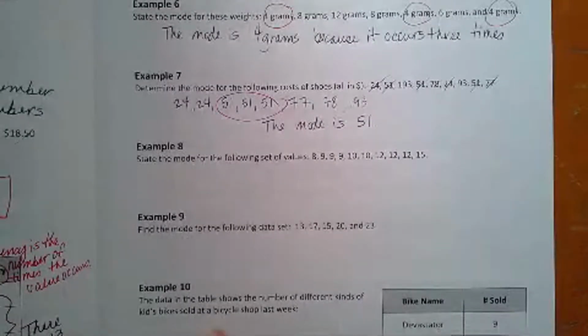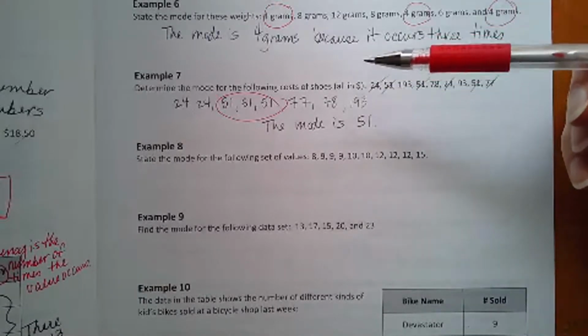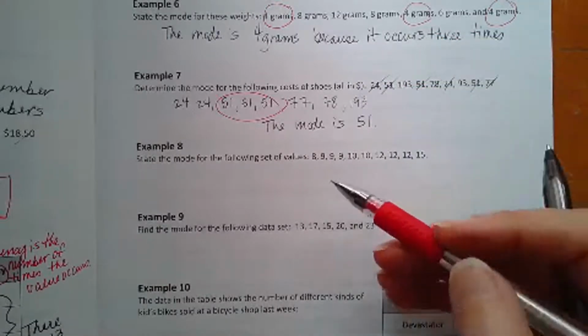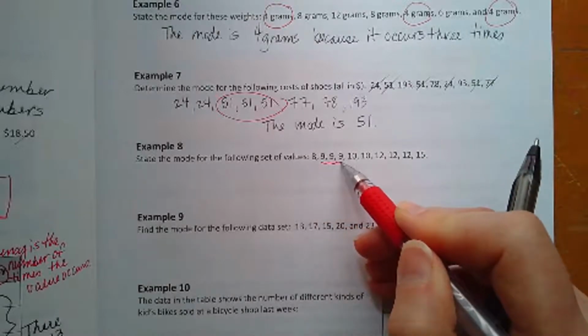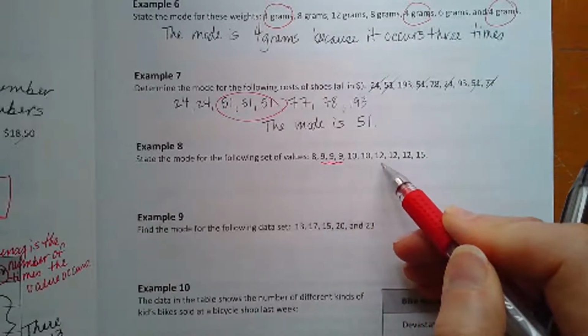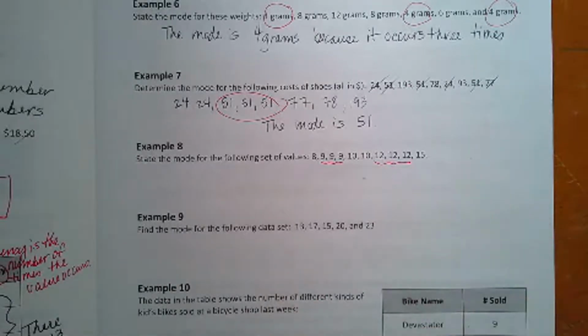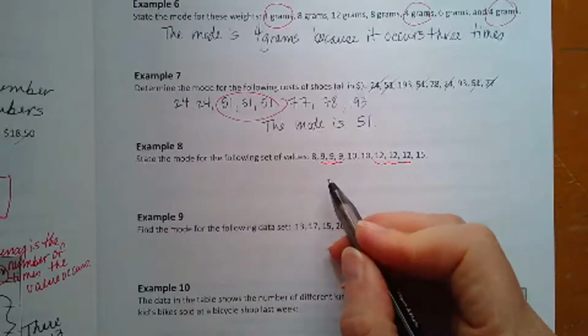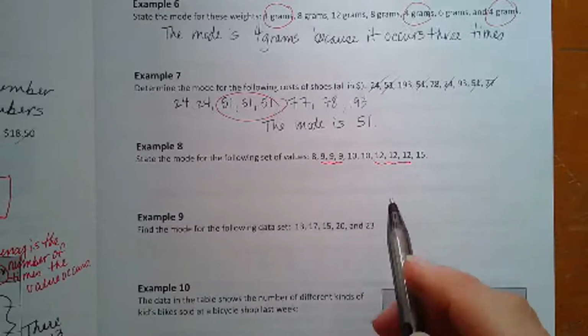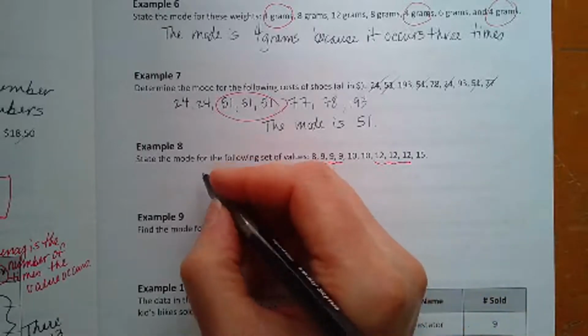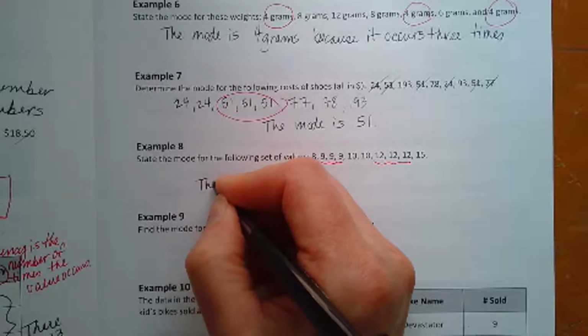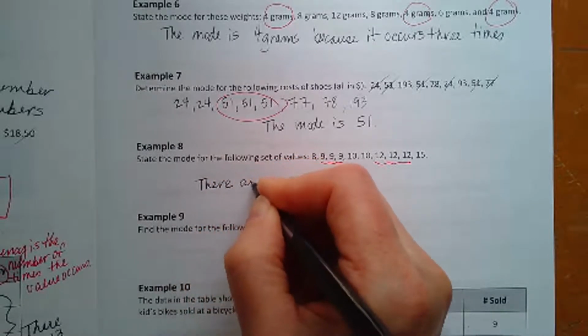All right, let's try this one. Oh, this is nice because they've already listed the values in order. State the mode for the following. I have 3 9s, only 2 10s, and I have 3 12s. Okay. Because they repeat themselves the same number of times, they both kind of win for the most repeats. There are 2 modes.